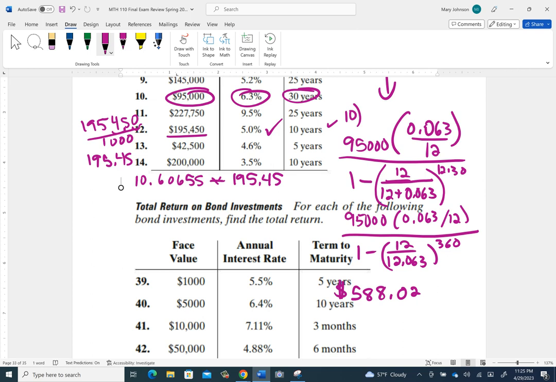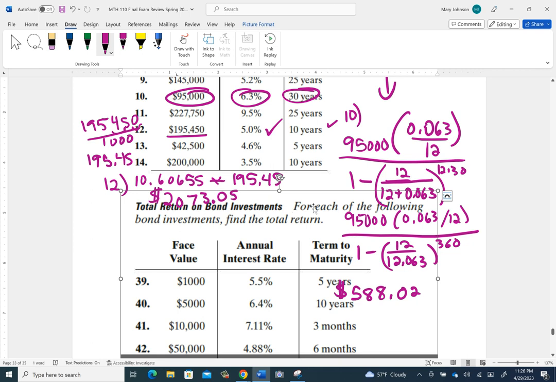So this is question number 12 that we're doing. I'm taking the factor 10.60655 times 195.45, and I get 2073.05. So my mortgage payment would be $2,073.05. Okay. All right, let me real quick finish these other two.